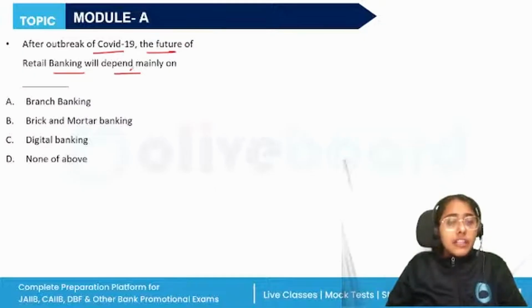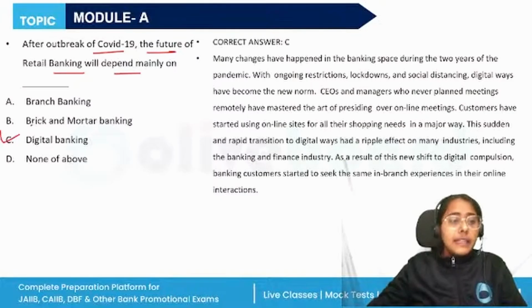Option A, branch banking. Option B, brick and mortar banking. Option C, digital banking. And option D, none of the above. So, after the outbreak of the pandemic, the future of retail banking will depend mainly on digital banking.